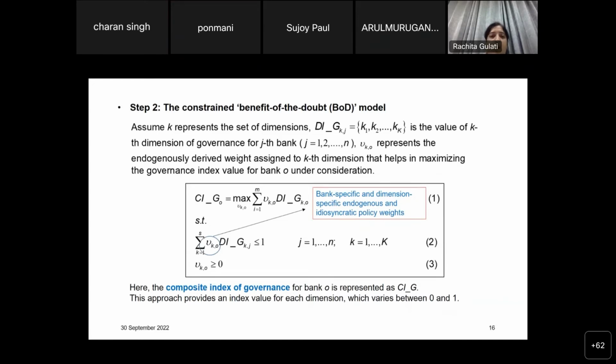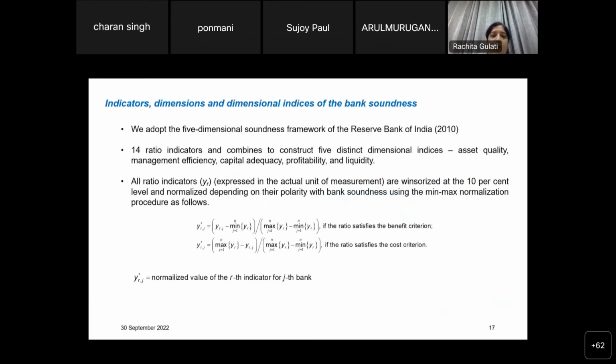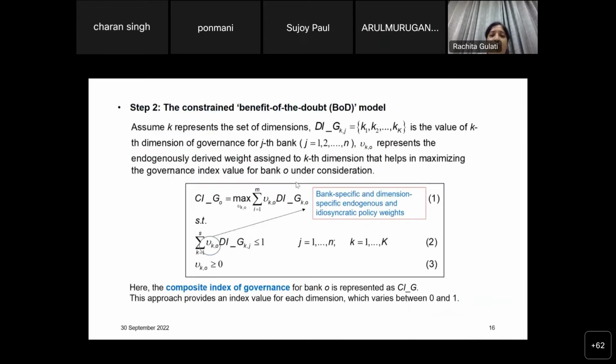So, indicators which are used for the construction. In the study, we are more concerned about obtaining the value of this parameter nu k naught, which indicates the idiosyncratic policy weight and the priority placed by a specific bank o on the distinct dimensions of the governance.